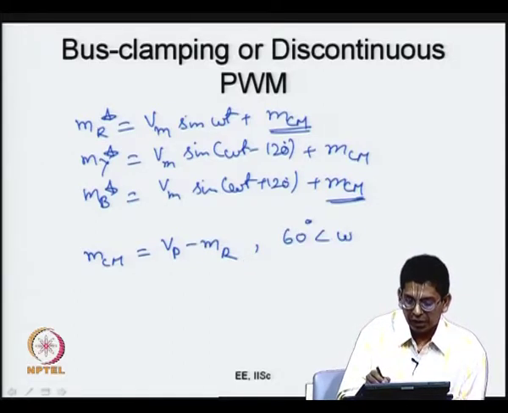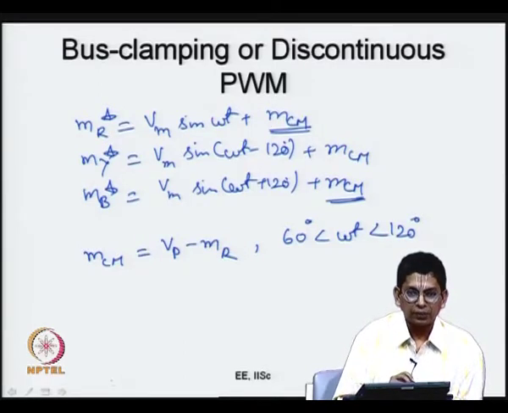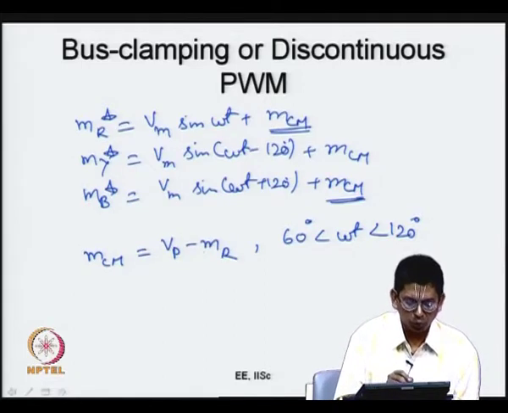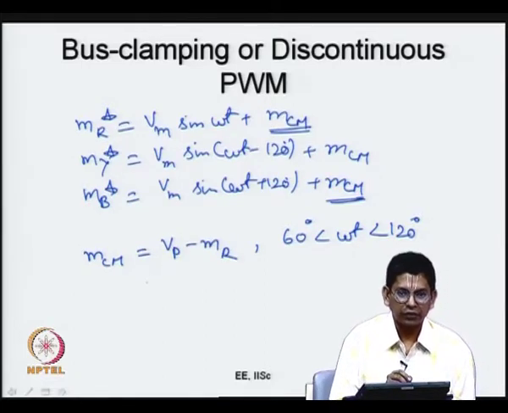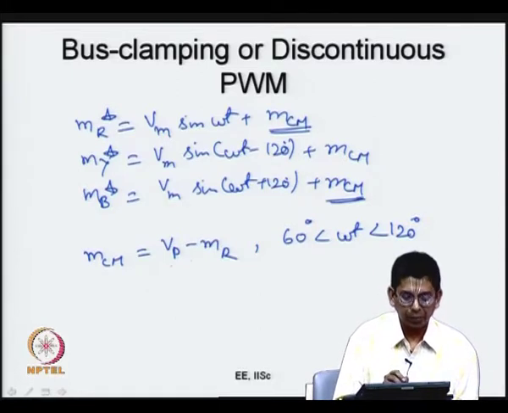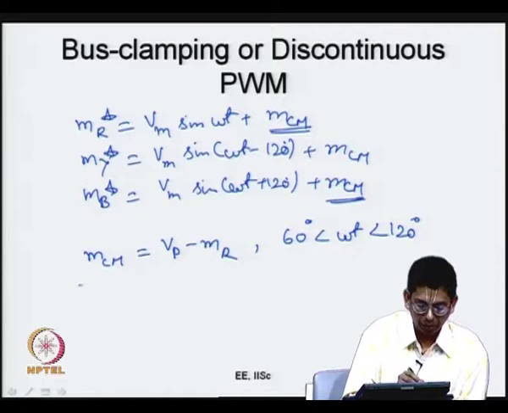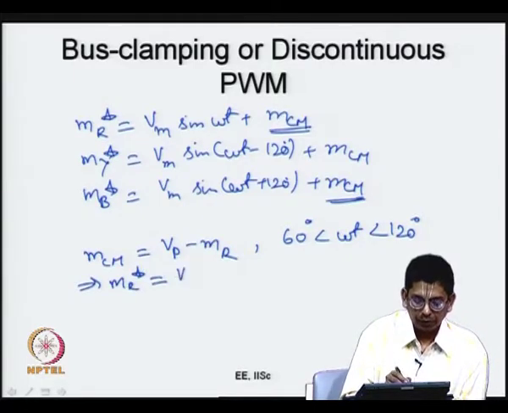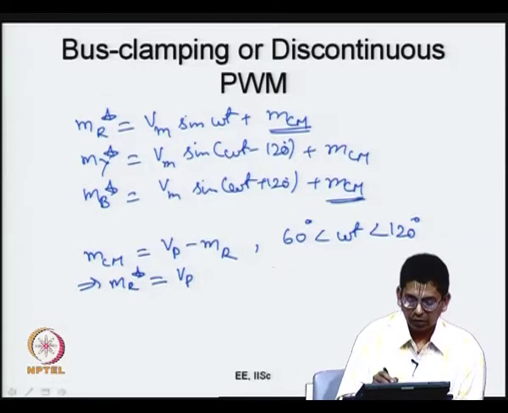Let us say in the region 60 less than omega t less than 120, this is when R phase goes through the peak. At 90 degrees it goes to the peak, and between 60 to 120 it is the most positive of the 3 sinusoidal modulating signals. So, you can pick up mr, and VP minus mr you can treat as the common mode signal. If you add the common mode signal to all the 3 quantities, what will happen? This would imply your mr star is equal to VP when in this range.